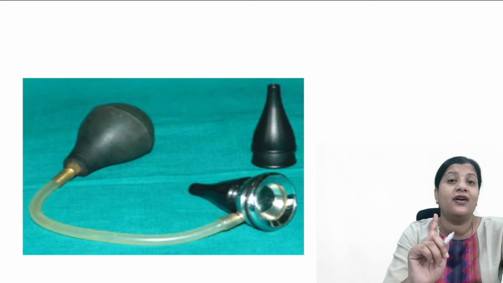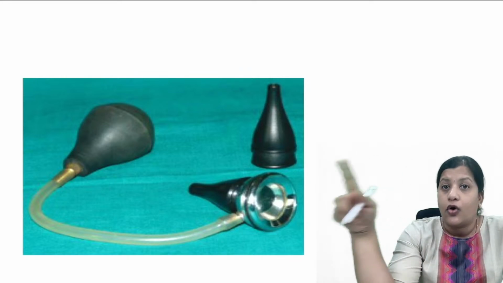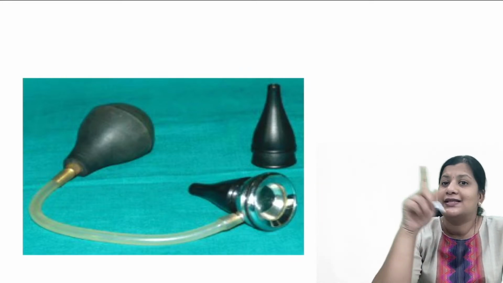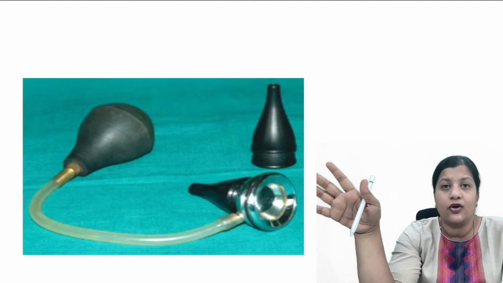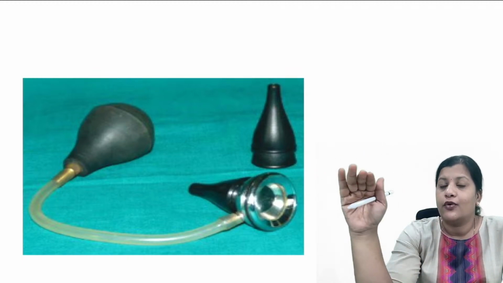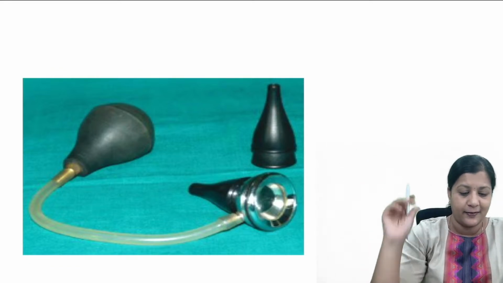So you should be knowing even Rinne's inference. What happens if Rinne is positive in all the three? What happens if Rinne is negative on 256, positive on 512, and 1024? How much is the hearing loss? So that question I'm sure all of you know. If you don't know, let me know. I will discuss it. I'm hoping that you all know. So I'm going to the next instrument.